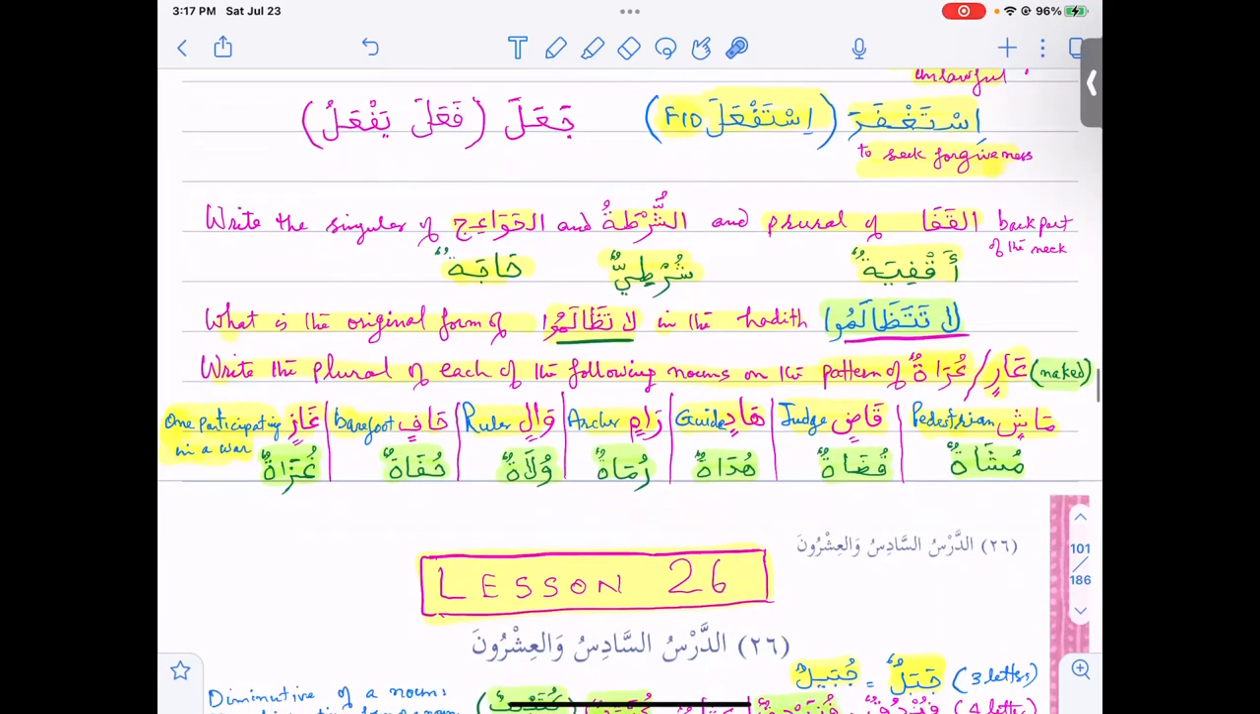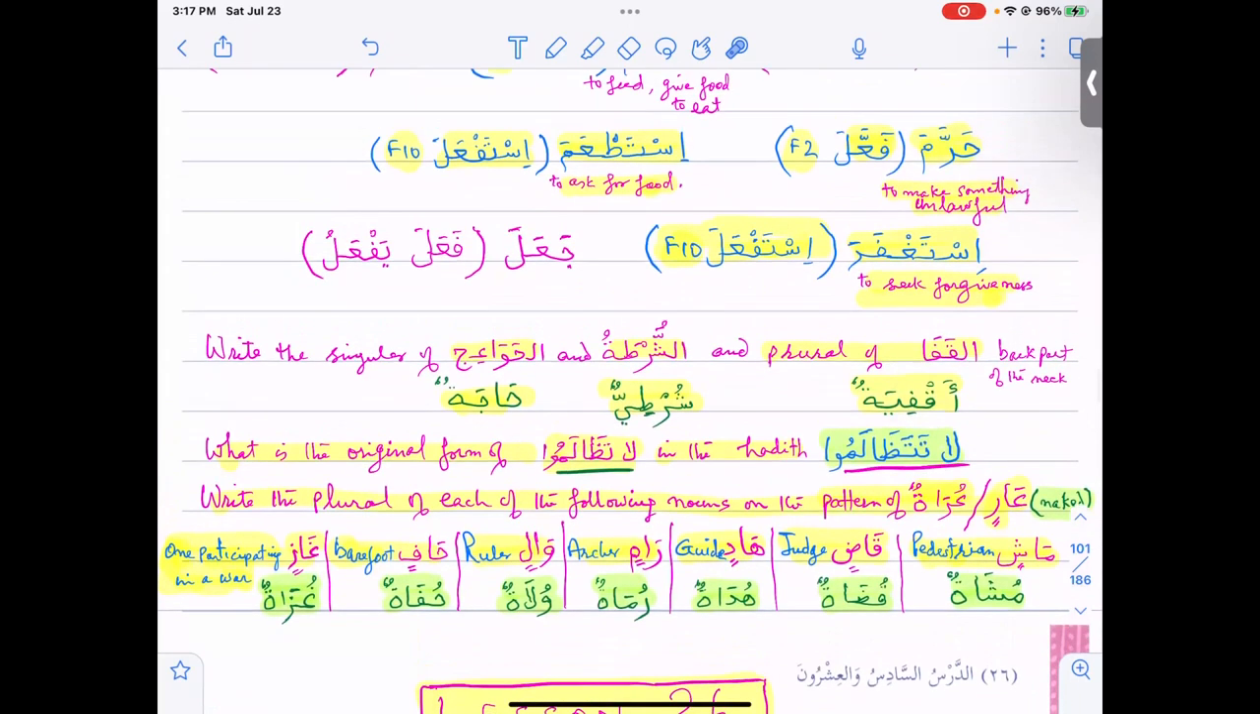Now, this is another question. Write the singular of Hawa'ij, Al Hawa'iju, and Shurtatu. Hawa'ij means needs. What is the singular? Write down the singular. What is the singular? Hajatun. Nice word.